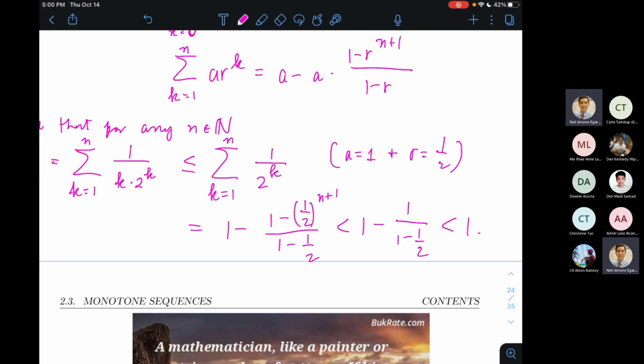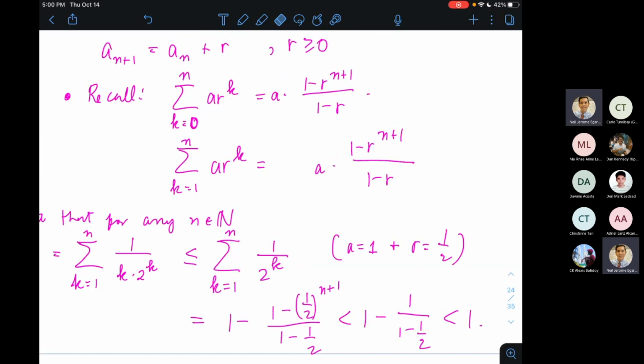Aha. Oh yes, Carlo. Sir, bakit 1 minus? What do you mean dito? Siya yung formula. Oh yeah, thank you. Dapat ito ay, sorry, mali yung formula ko dito. Thank you. Dapat ito ay minus a. All right. Thank you, Carlo.